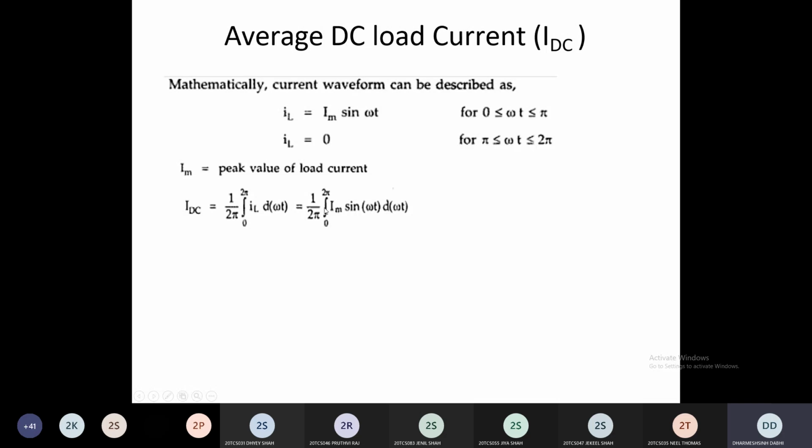Clear? So simplify this equation and give me the answer. What is the value of this average DC load current? All of you take the integration of this term and give me the answer for IDC.